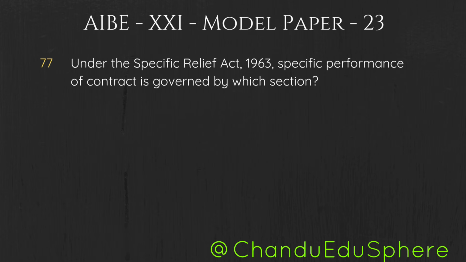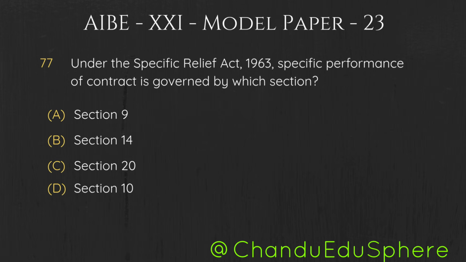Under the Specific Relief Act 1963, specific performance of contract is governed by which section? Section 10 of the Specific Relief Act 1963, as substituted by the 2018 amendment, makes specific performance of contracts the general rule enforceable by the court, subject only to the limited exceptions in Sections 11(2) and 14 of the Act.